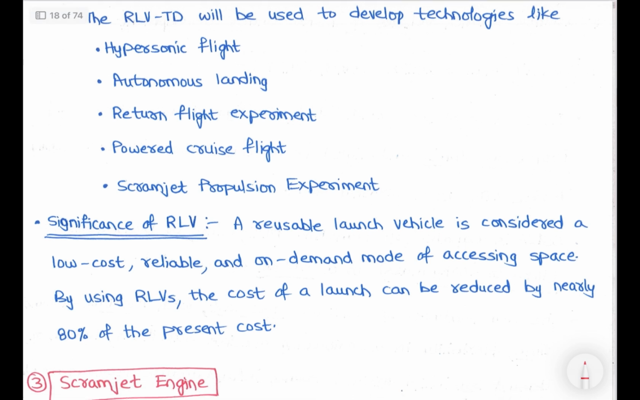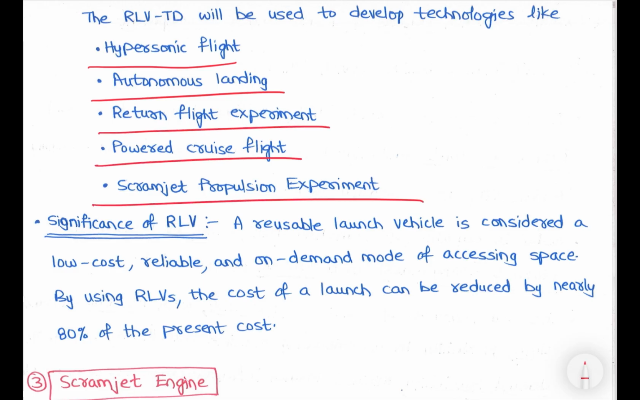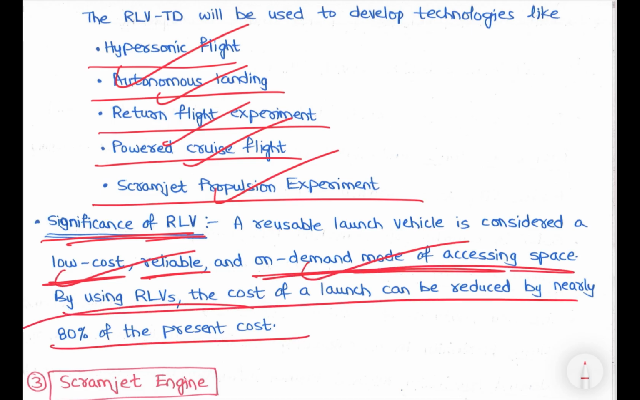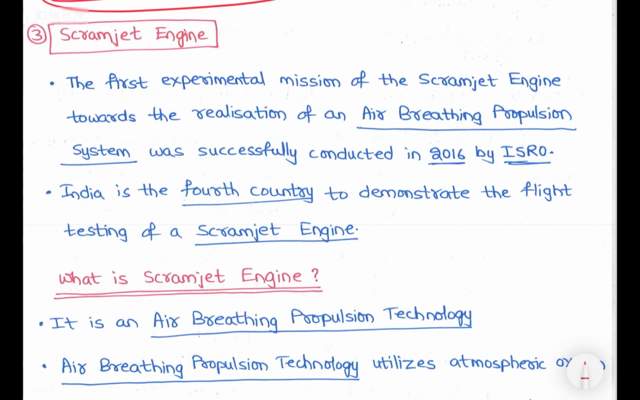Then the RLV will be used to develop technologies like hypersonic flight, autonomous landing, return flight experiment, powered cruise flight, scramjet propulsion experiment, basically इनमें भी help करेगा, right. And significance, right, consider low cost, reliable, on demand mode of accessing space, right. Cost nearly 80% कम कर सकता है, right. Then next is scramjet engine and ramjet engine. See, scramjet engine, right. See, the first experimental mission of scramjet engine towards realization of air breathing propulsion system, right, was successfully conducted in 2016 by ISRO.